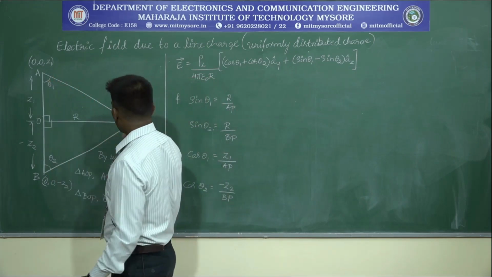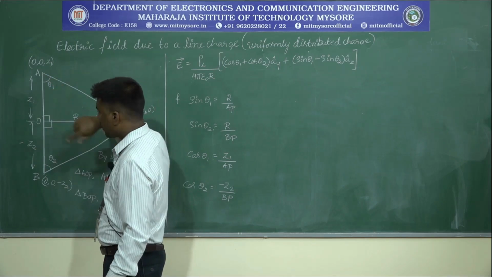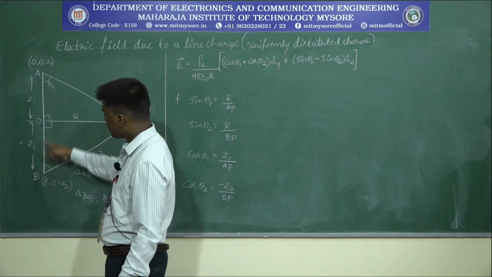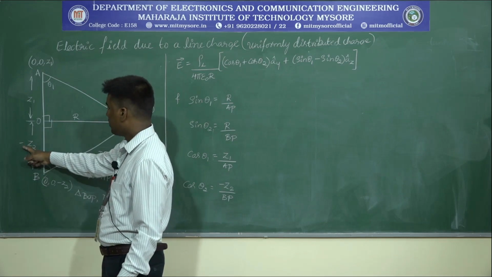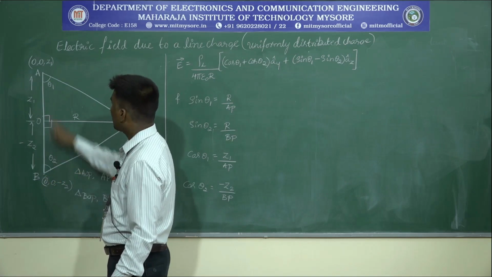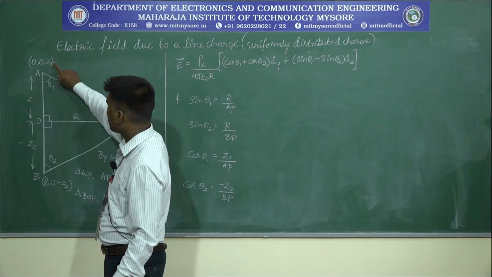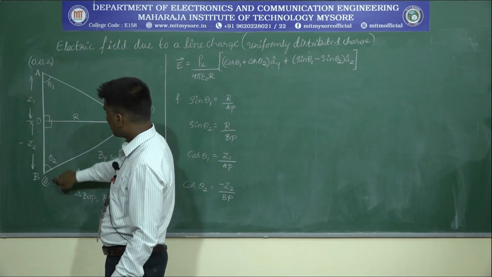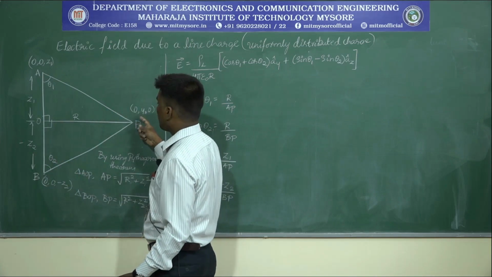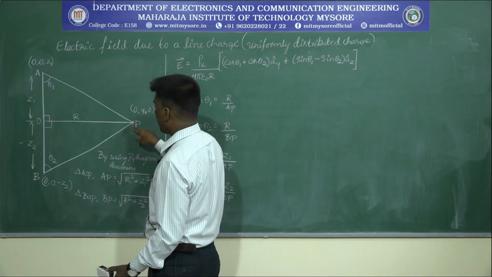Consider the same geometrical shape, but the difference is the distance between O and A is now considered as Z1, and the distance between O and B is considered as minus Z2, because this is a negative Z axis. The coordinate at point B is 0, 0, minus Z, and the coordinate at point A is 0, 0, Z. Since it is a positive z axis, this quantity is positive and this quantity is negative because it is a negative z axis. This coordinate remains the same at point P, at which we need to calculate the total electric field intensity.